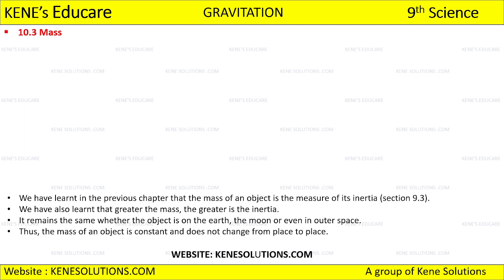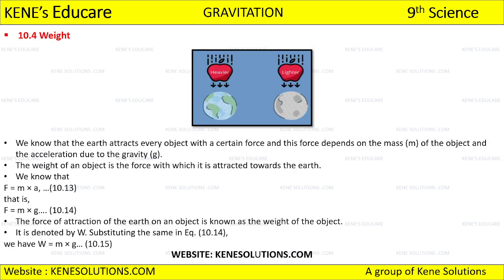Now the next thing after this that we have is weight to discuss. We'll discuss that as well. So over here we have weight. We know that Earth attracts every object with a certain force, right? And this force depends upon the mass m of the object and the acceleration due to gravity, that is g, because we know that F = mg, right? So force is going to depend on mass and acceleration due to gravity. The weight of an object is the force with which it is attracted towards the Earth. So whatever weight the object has is the force with which it is going to get attracted.